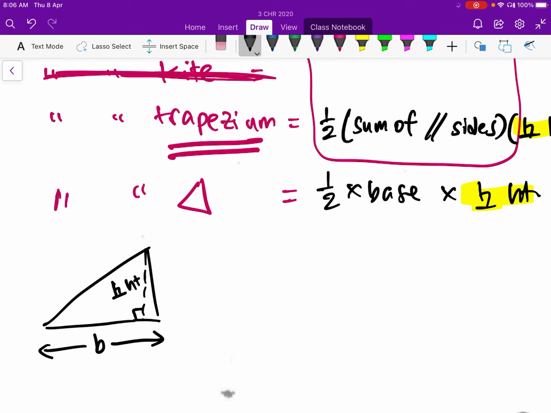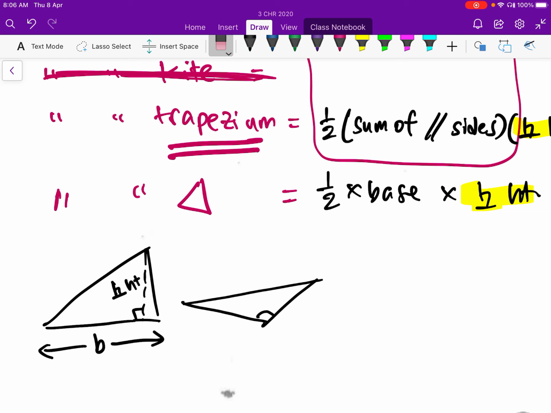From the end that was not used, you drop a perpendicular line down. Then we talked about the troublesome triangle that makes it difficult to find the perpendicular height. That particular triangle looks something like this, where you have one obtuse angle. This angle is very big, more than 90 degrees.